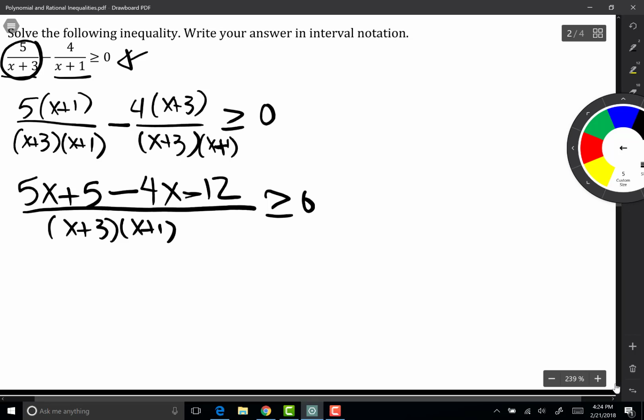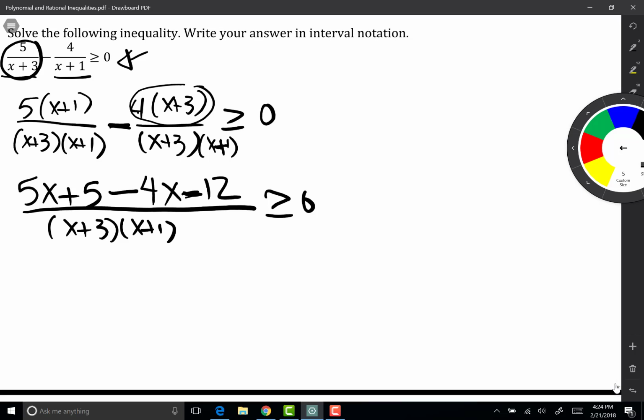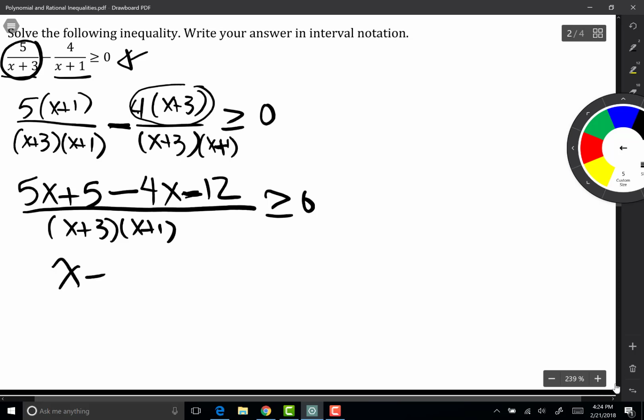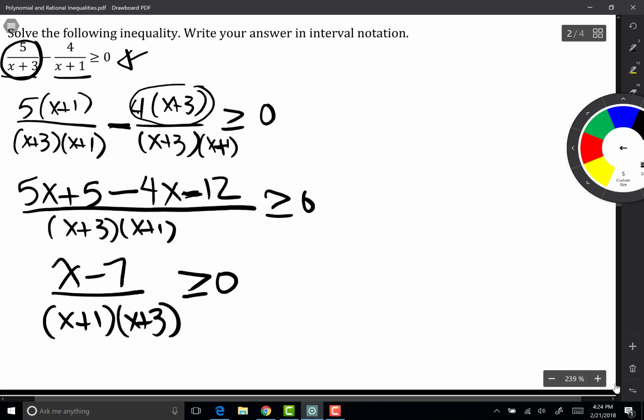I made sure that I distributed my minus. This is subtracting everything up top here. So it's subtracting the 4 times x and it's subtracting the 4 times 3. So I want to make sure that I distribute that negative. Now, when I clean this up a little bit, I'm going to get x minus 7 over x plus 1 times x plus 3. And that's greater than or equal to 0.